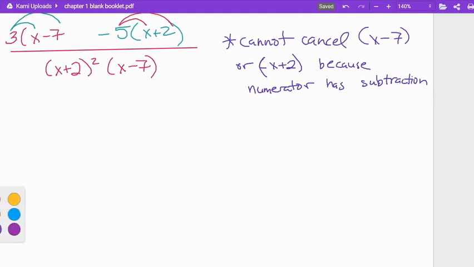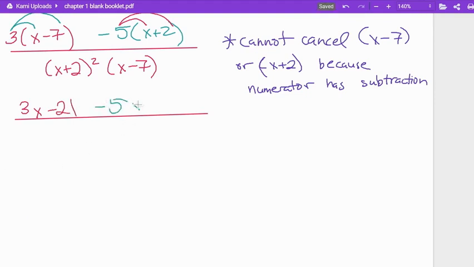All right, so let's finish up this question because I want to give you your quizzes back. We got 3x minus 21 minus 5x minus 10 over x plus 2 squared times x minus 7. What does that give me? 3x minus negative 2x minus 31. Does that make sense?